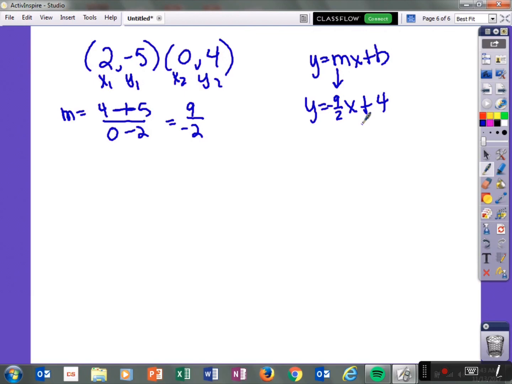So what's our slope? Negative 9 over 2, and the y-intercept is 4. So that one was a lot shorter, right? Could you have done this using point-slope, you think? Probably, but you would have had to go through a lot of steps that weren't necessary. That's why I teach the easy one first. That way when we get to the hard one, you already know the easy one and you don't have to go through those steps again.